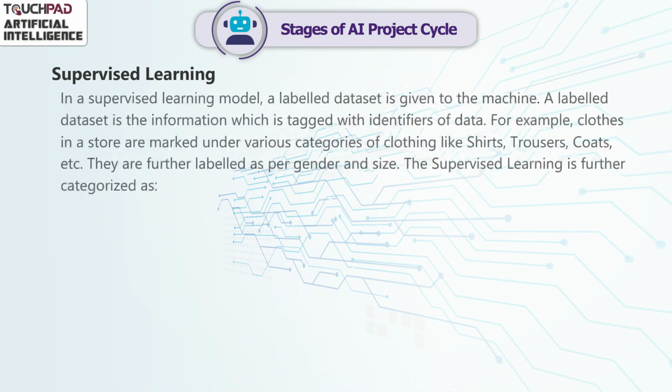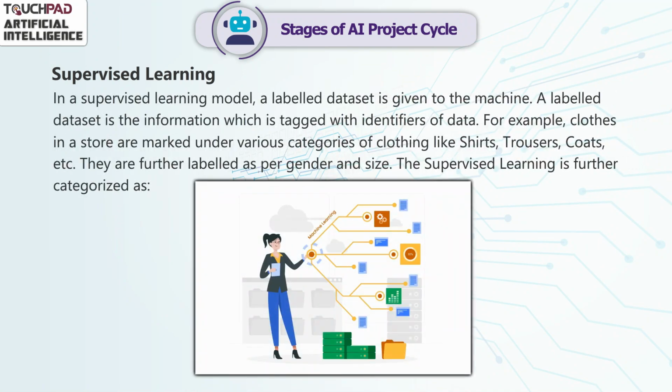Supervised learning. In a supervised learning model, a labeled data set is given to the machine. A labeled data set is the information which is tagged with identifiers of data. For example, clothes in a store are marked under various categories of clothing like shirts, trousers, coats, etc. They are further labeled as per gender and size.